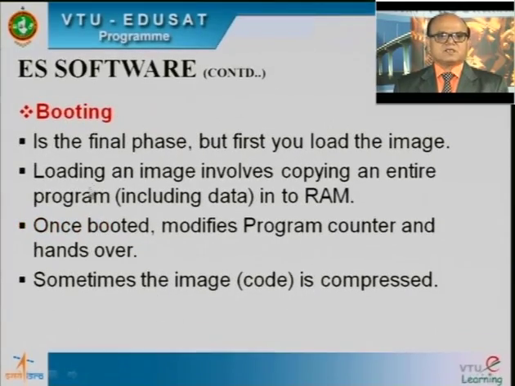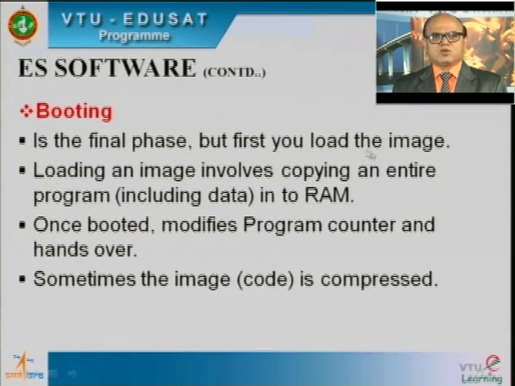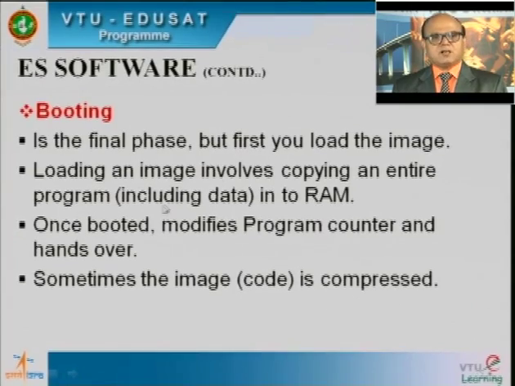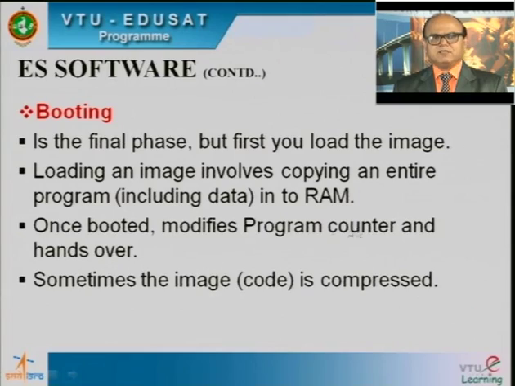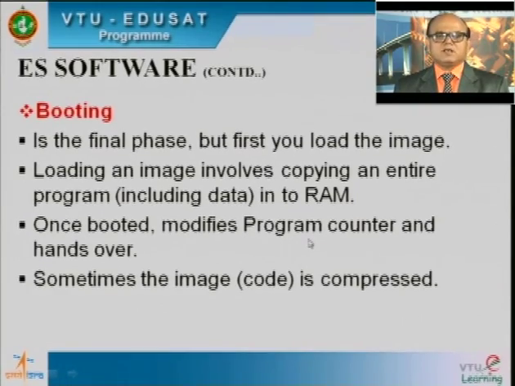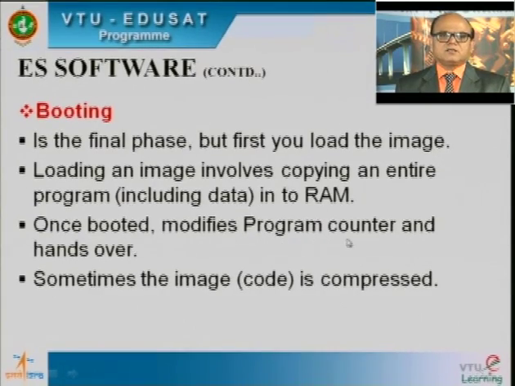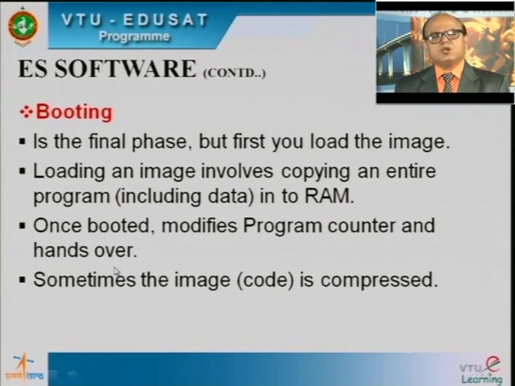Booting is the final phase of the initialization code. But first you load the image and then transfer control. Loading an image involves copying an entire program, including the data, into the RAM. Once booted, the program counter is modified to hold the starting address in the RAM from where the subsequent code can take over, and then later it hands over control to the operating system.